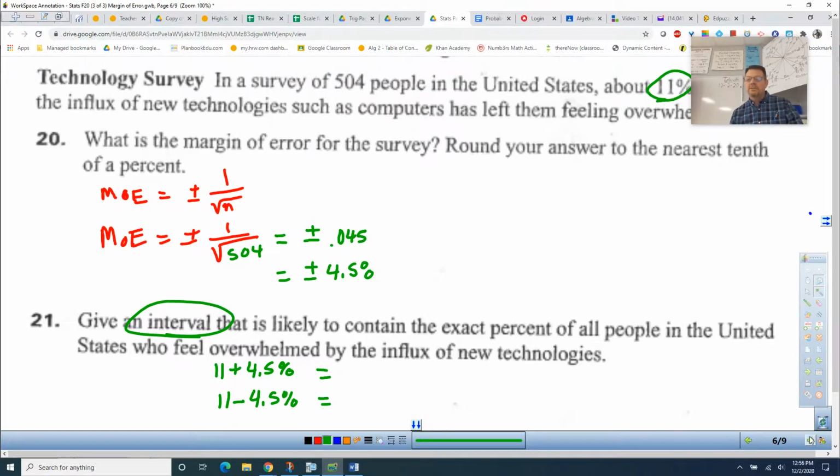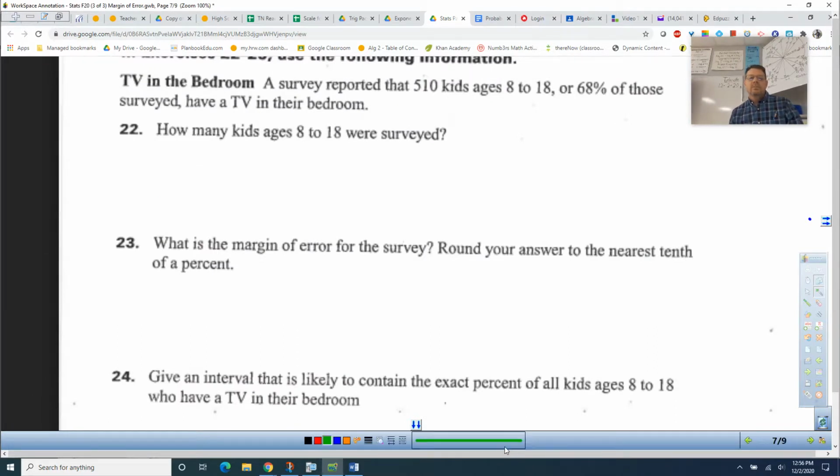Let y'all finish that off. And then we got this one more guy here. See if I can give you a hint in the right direction. He's got a survey of 510 kids, so that's our n, our sample size, ages 8 to 18. I'm not sure if that means anything. And then 68% of those surveyed have a TV in their bedroom. Okay, so how many kids 8 to 18 were surveyed? 510. What's the margin of error? Well, you're going to do plus or minus 1 over the square root of 510.